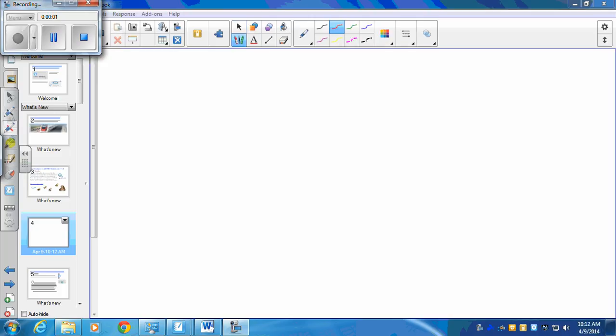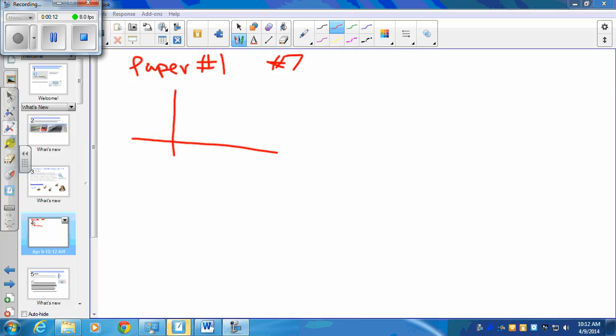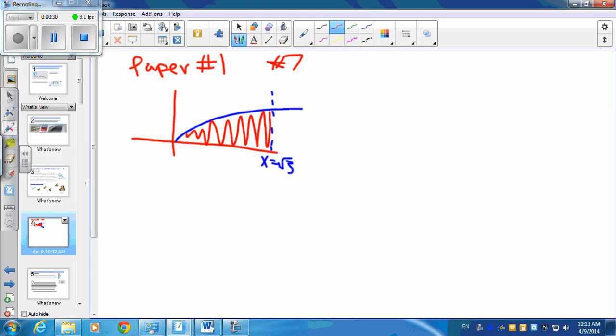Number 7. This is paper number 1, problem number 7, and you are asked to find the area of the curve. Arctangent is going to look like this, and we're looking at arctangent down to the x-axis and then to x equal the square root of 3. And so we're looking for this area in here. And that's not very hard to set up.